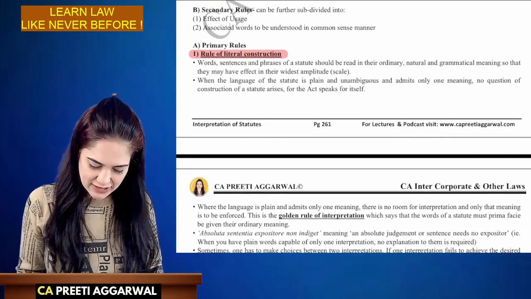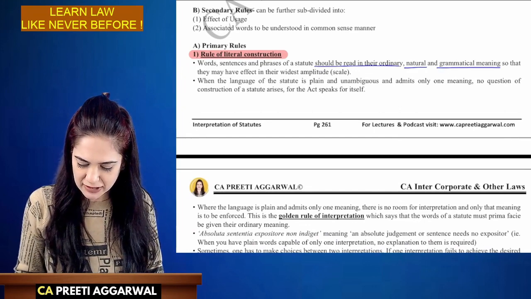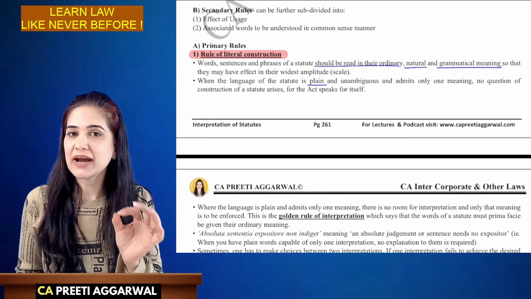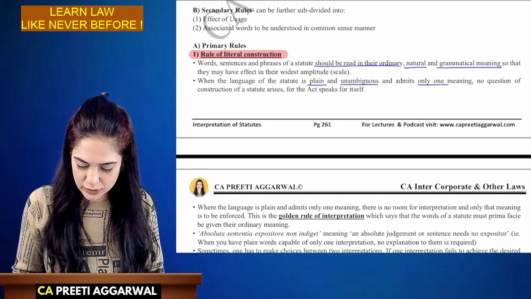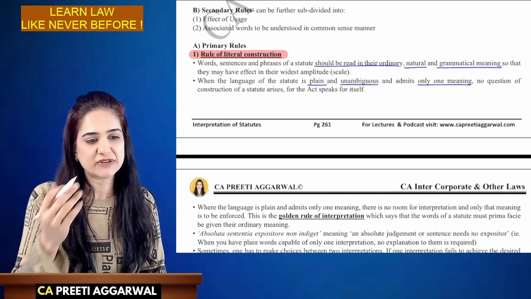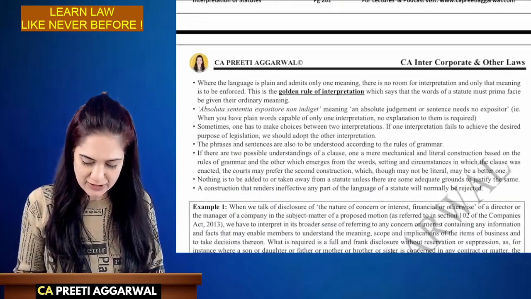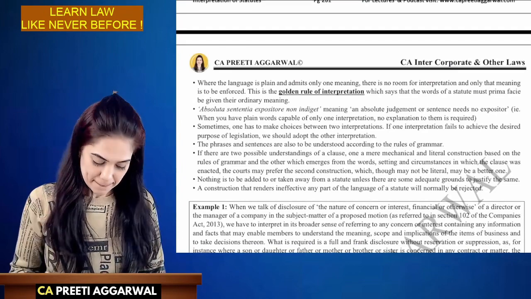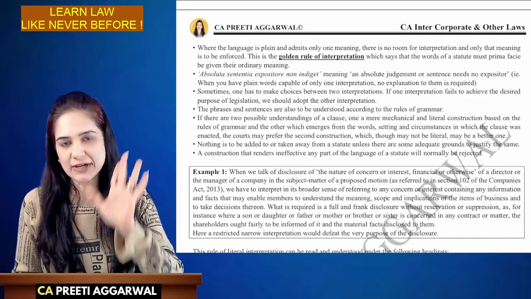Words and sentences should be read in the ordinary, natural, grammatical meaning. When the language is plain, I'm only highlighting the keywords. When it is plain, unambiguous, there is only one meaning. There is no question of construction. Where the language has only one meaning, there is no rule for interpretation. You don't have to refer here. But when there is confusion, then you will go to interpretation.